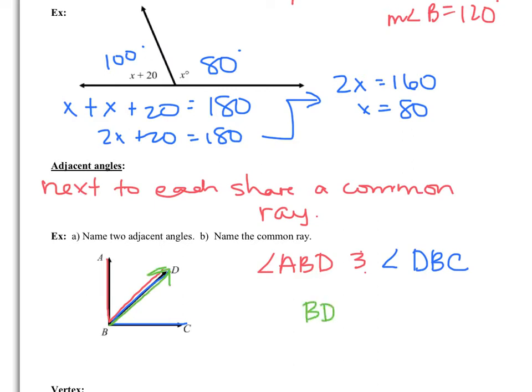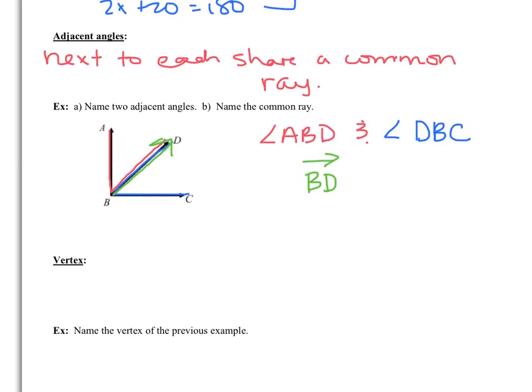And when you name that, you name the endpoint first with the ray symbol on top. And then the vertex of that picture above would be B, because it's kind of like the corner point or the end point. The vertex can also be described as the end point of a ray.